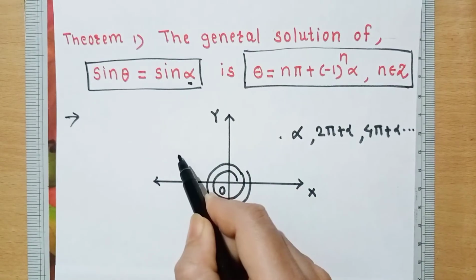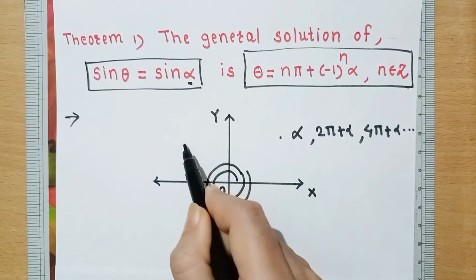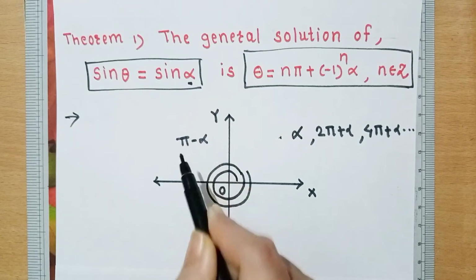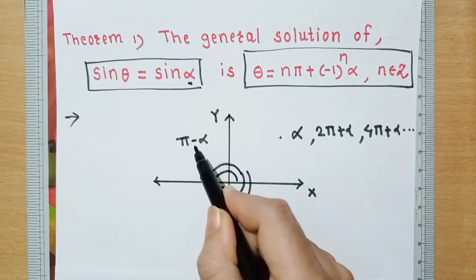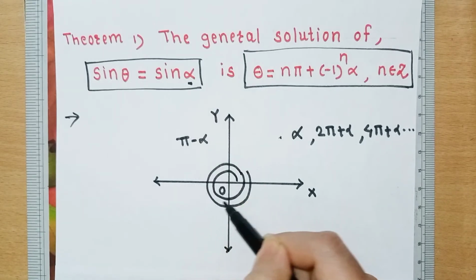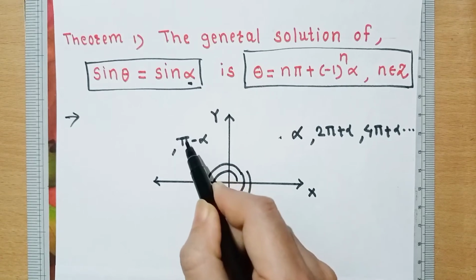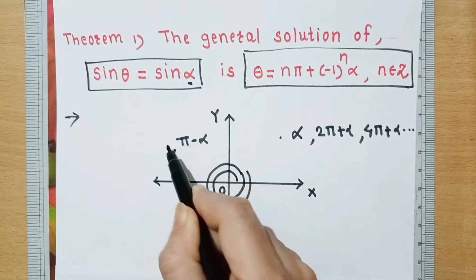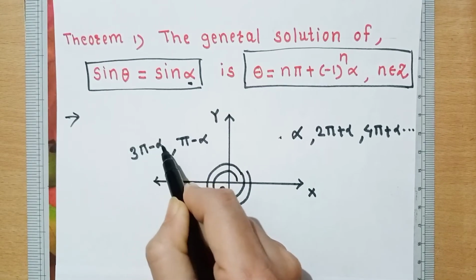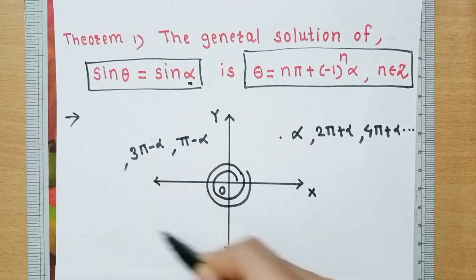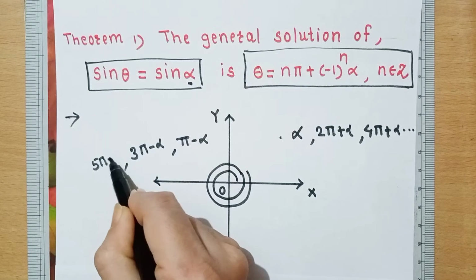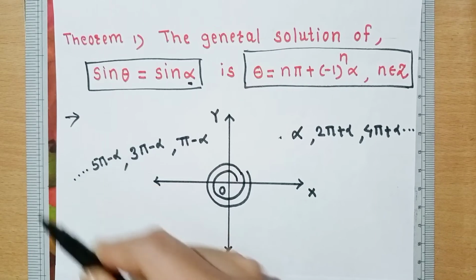Now again we know that sine is positive in the second quadrant. So the first solution is pi minus alpha, because sine alpha is equal to sine of pi minus alpha. Now again, for one complete rotation, we add 2 pi to this. So 2 pi plus pi minus alpha means 3 pi minus alpha. Then in the next rotation this is 5 pi minus alpha and so on.